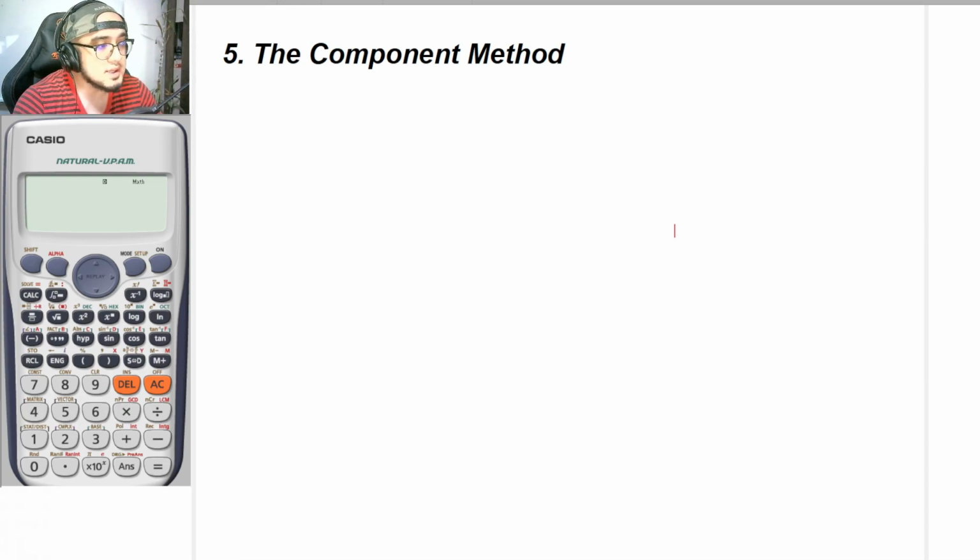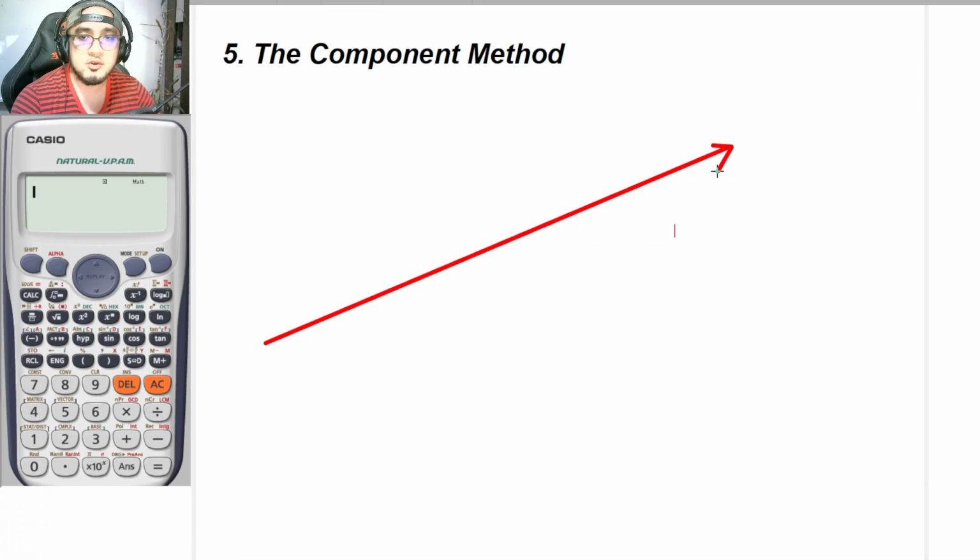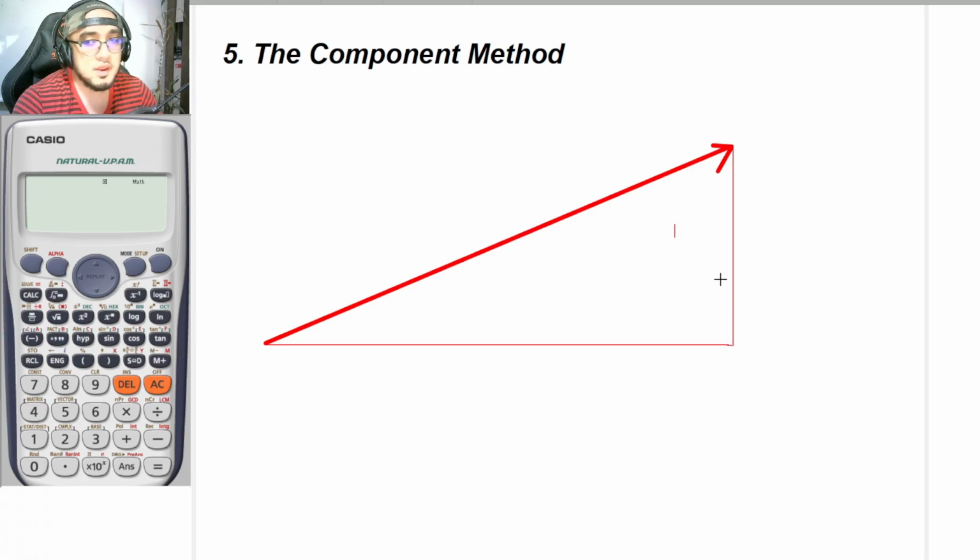So let's say that this is our vector. For example, we have this particular vector here. If that is our vector, then according to theory this vector can be broken down into components. So we have here your horizontal component, and we also have here your vertical component. So as you can see, we now have the horizontal and vertical components.